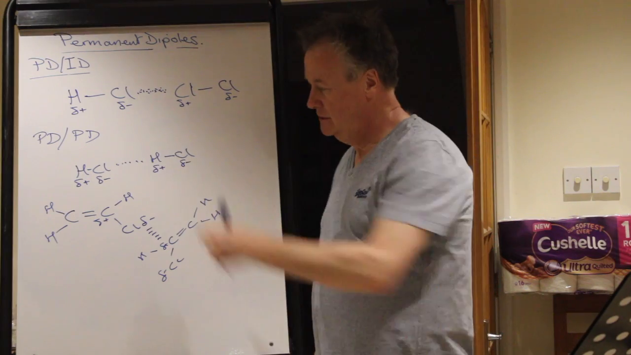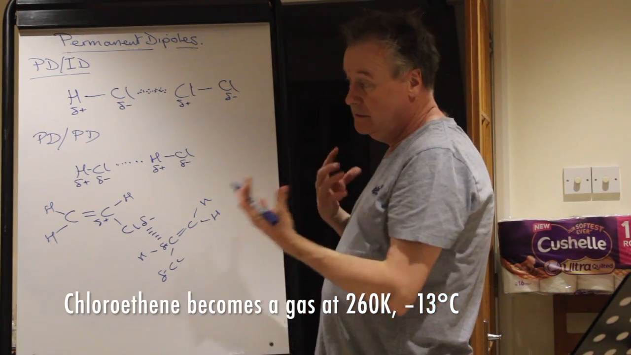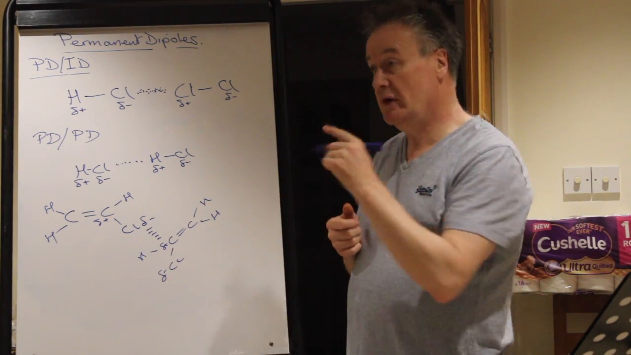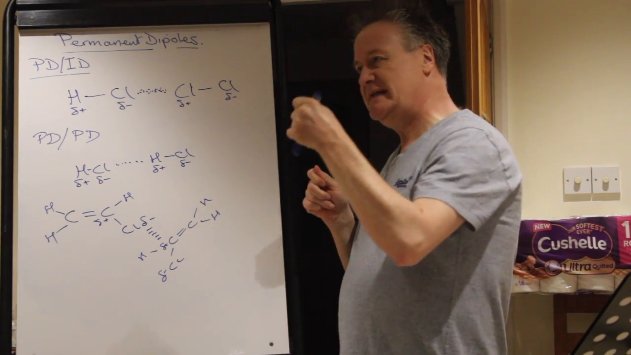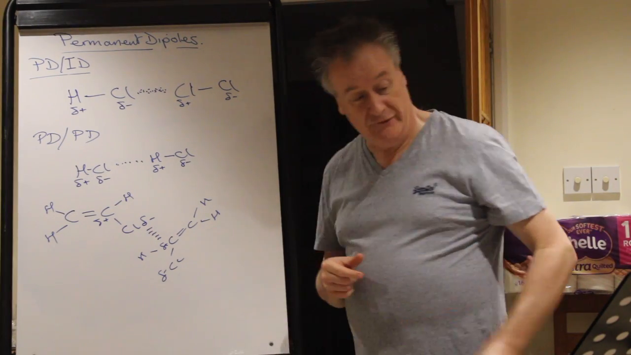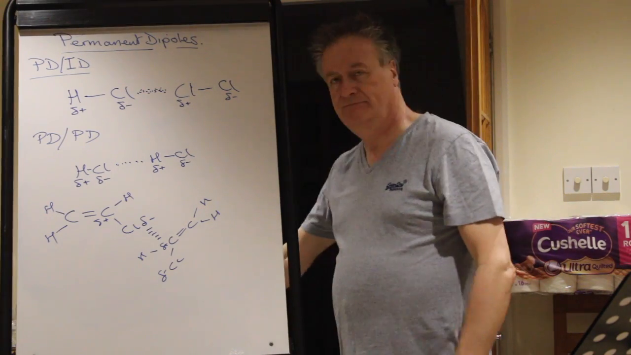There's the attraction between the chlorine and the carbon delta plus there. So you will get permanent dipole attracting permanent dipole. Those are two examples of the molecule attracting its neighbouring molecule that is the same. However, it's not restricted to that.